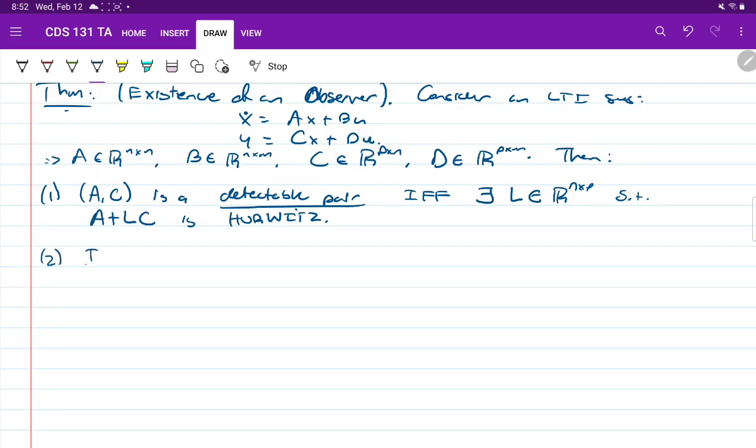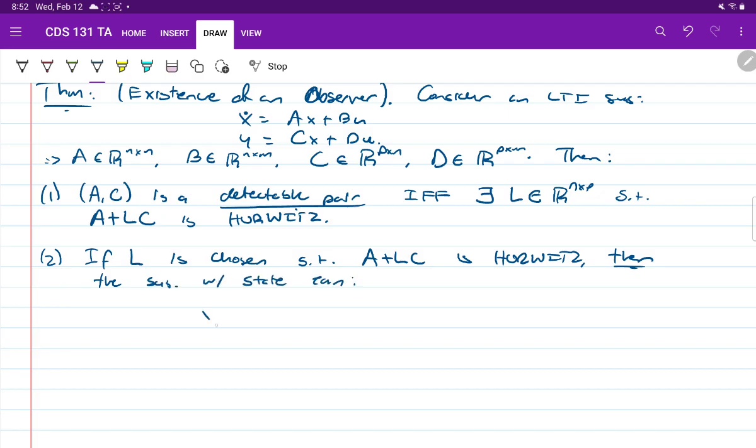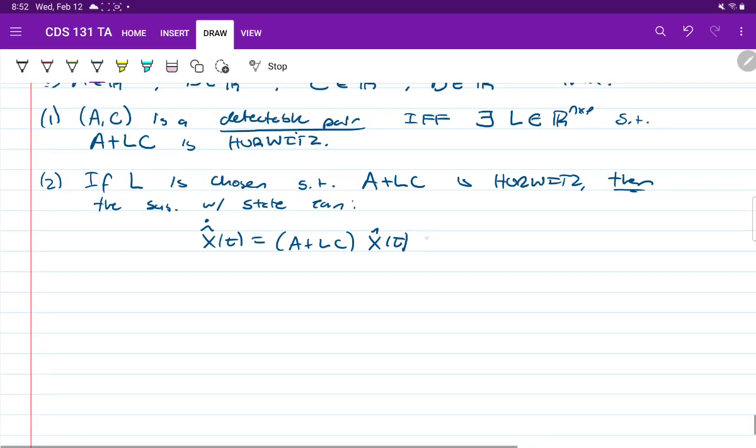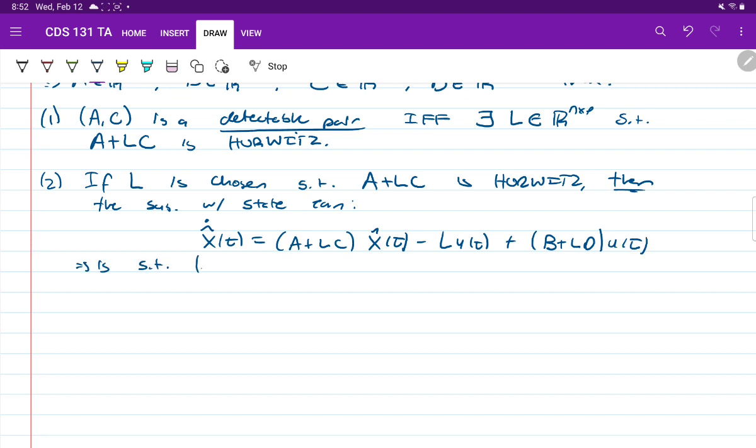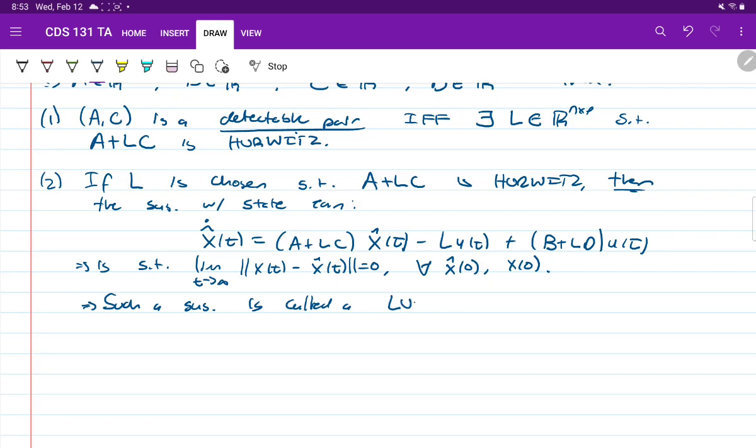Now, part 2, what do we have? We have that if L is chosen such that A plus LC is Hurwitz, then the system with state equation x hat dot of t equals (A plus LC) x hat of t minus L times y of t, where y of t is the output of my full system, plus (B plus LD) times u of t, is such that the limit as t goes to infinity of x of t minus x hat of t equals 0 for all initial conditions, x hat of 0 and x of 0. And we say that such a system is called a Luenberger observer.